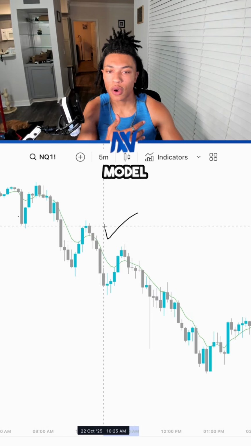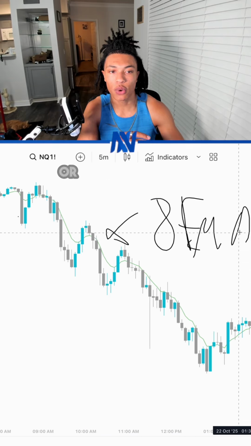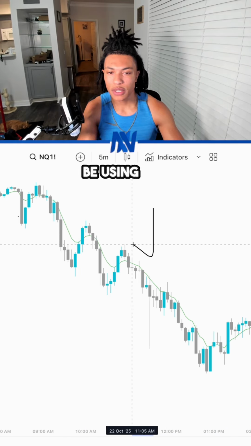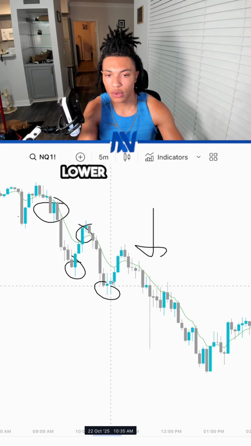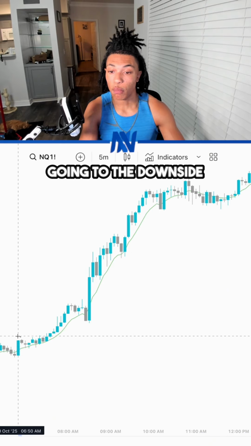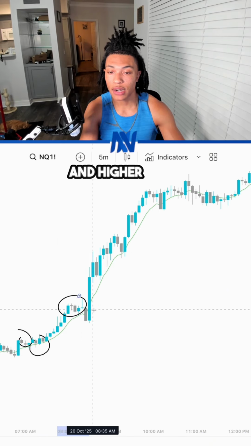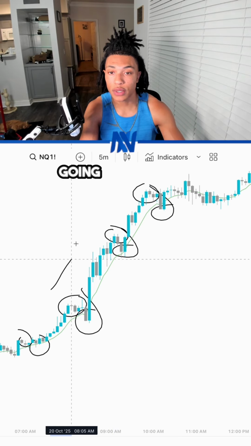For this entry model, all we need is one indicator, and it's an 8-length exponential moving average, or 8 EMA for short. We're just going to be using this 8 EMA to establish the current trend of the market. So if it's making lower highs and lower lows under this 8 EMA, then we're looking at a bearish trend going to the downside. But if we're looking at higher highs and higher lows being formed over this 8 EMA, then we're looking at a bullish trend going to the upside.